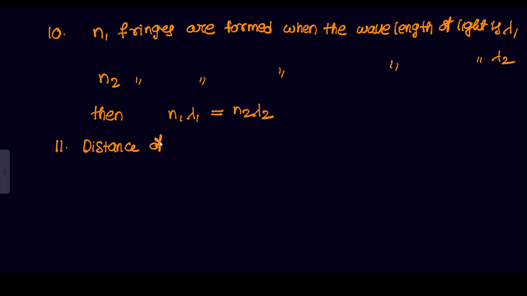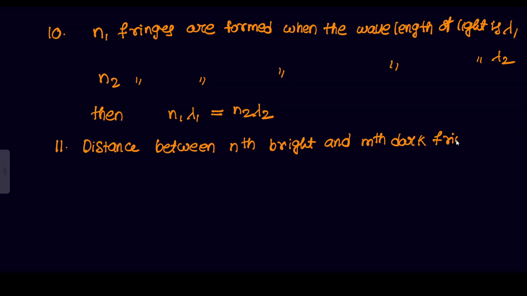Distance between the nth bright and mth dark fringes: this distance will be equal to the nth bright, formed at n into beta, minus the mth dark, which is 2m minus 1 into beta by 2. Okay.